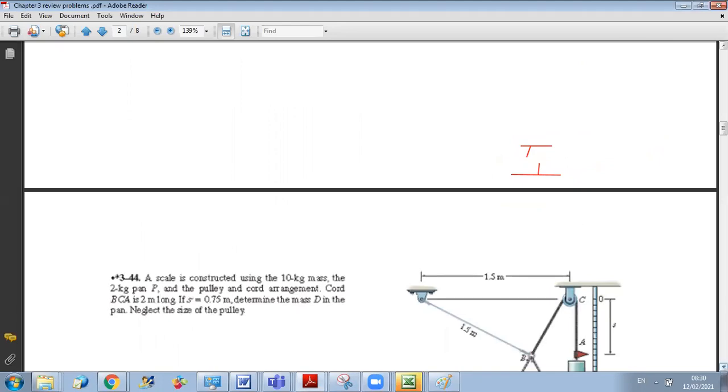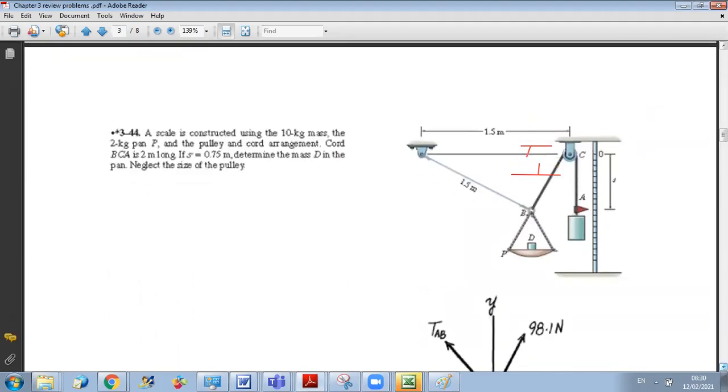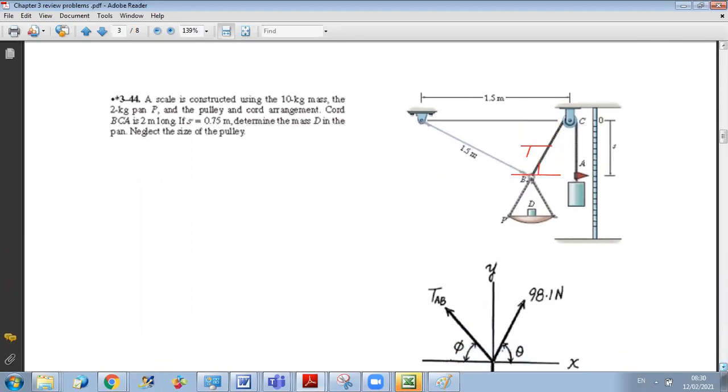Another problem. A scale is constructed using the 10 kilogram mass, the 2 kilogram band P, and the pulley and cord arrangement. Cord BCA is 2 meters long. If S is equal to 0.75 meters, determine the mass D, neglect the size of the pulley.